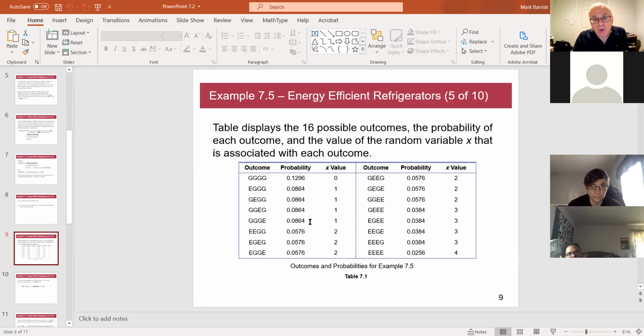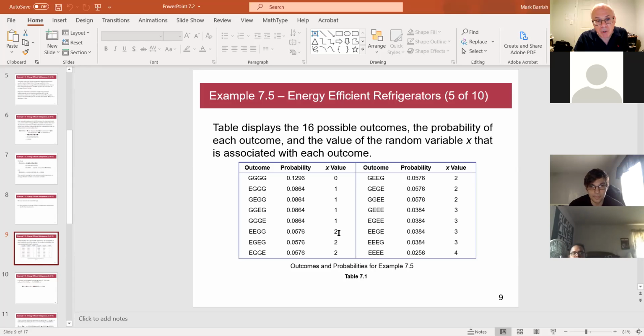However, for all the other ones, there are multiple outcomes that we can add up for that value of x. For example, there are 4 outcomes that have only the one value of E. One of the 4 customers picked an energy efficient outcome. It's either the first one, the second one, the third one, or the fourth one. Each one of those has the same probability, 0.0864. But now we have 4 of them. So we add up these 4, and that will be the probability when x is equal to 1.